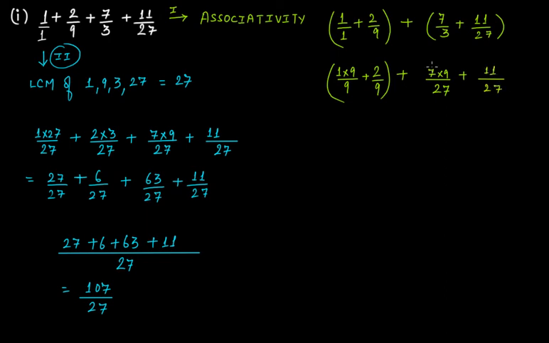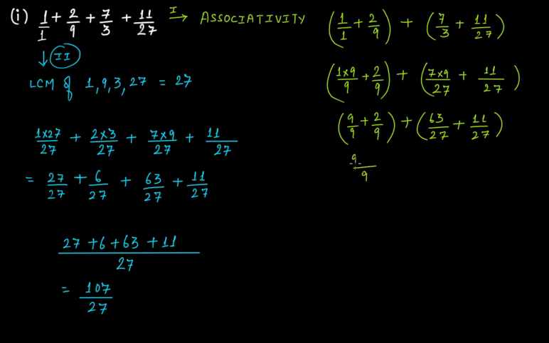This gives us 11. Now, in this one, you get 9 over 9 plus 2 over 9 plus 63 over 27 plus 11 over 27. This gives us 9 plus 2 plus 63 plus 11. This gives you 11 over 9 plus 74 over 27.